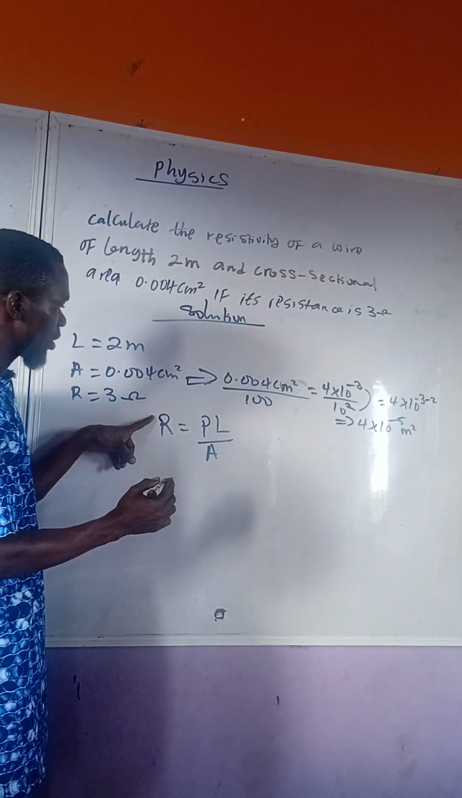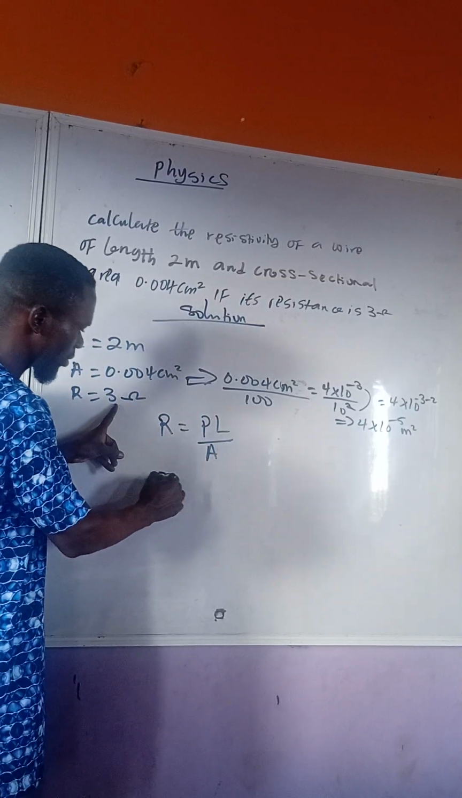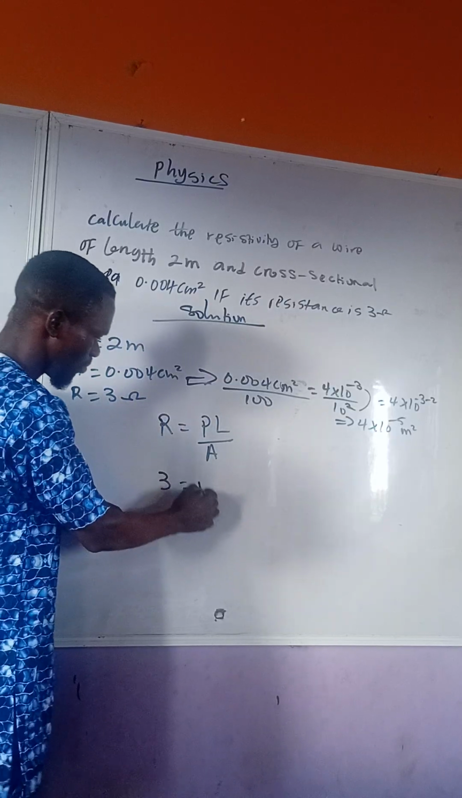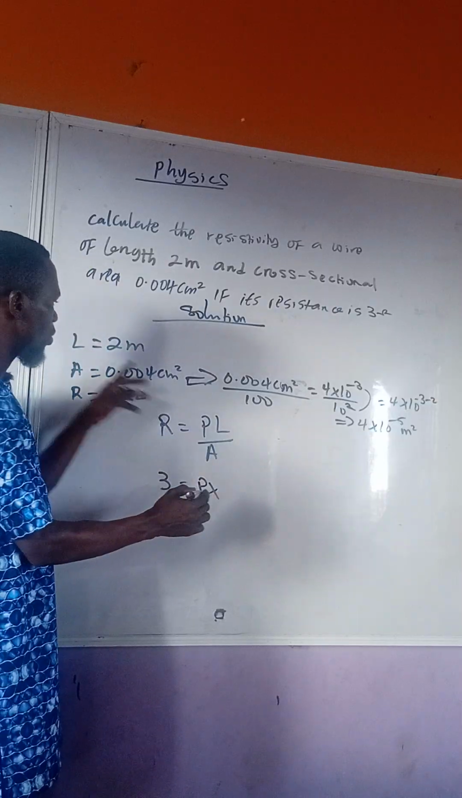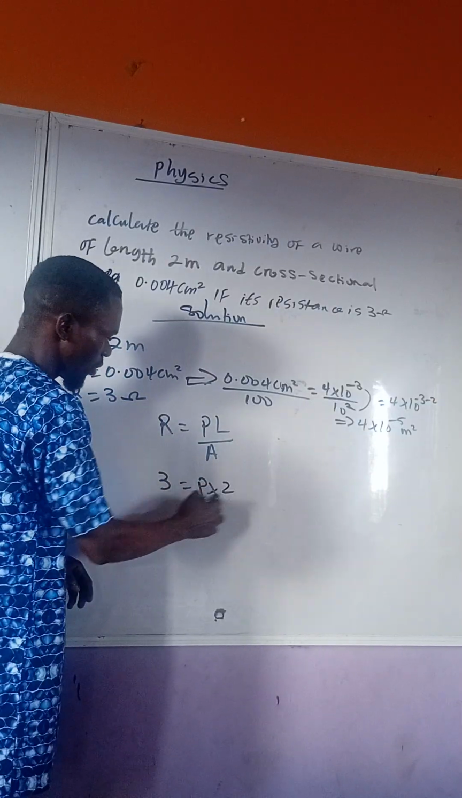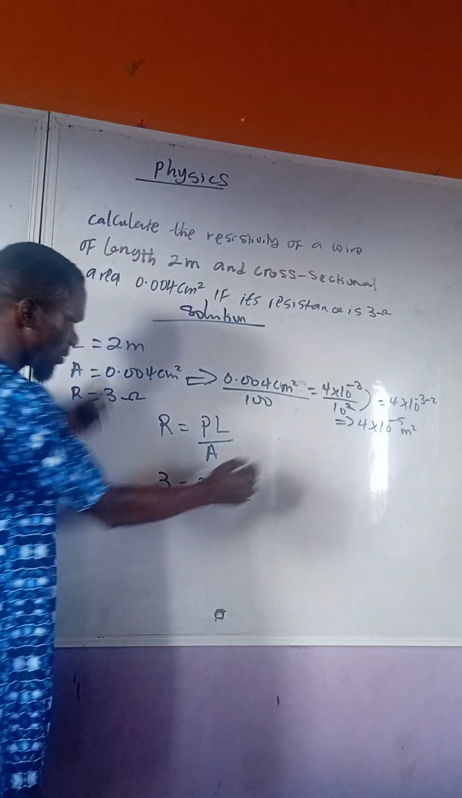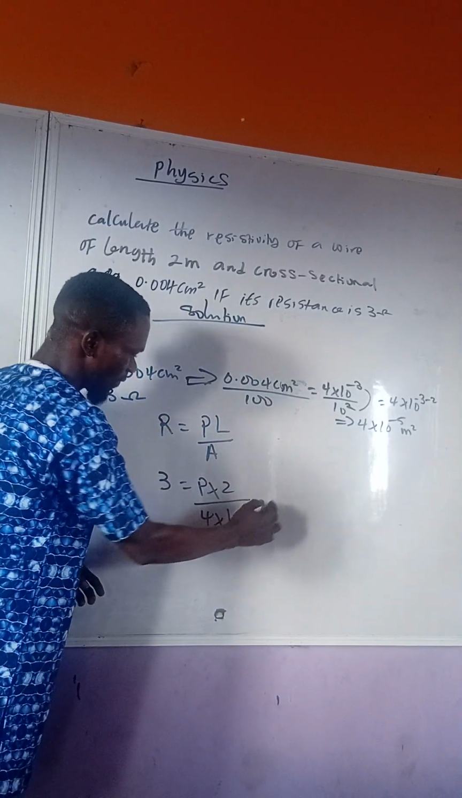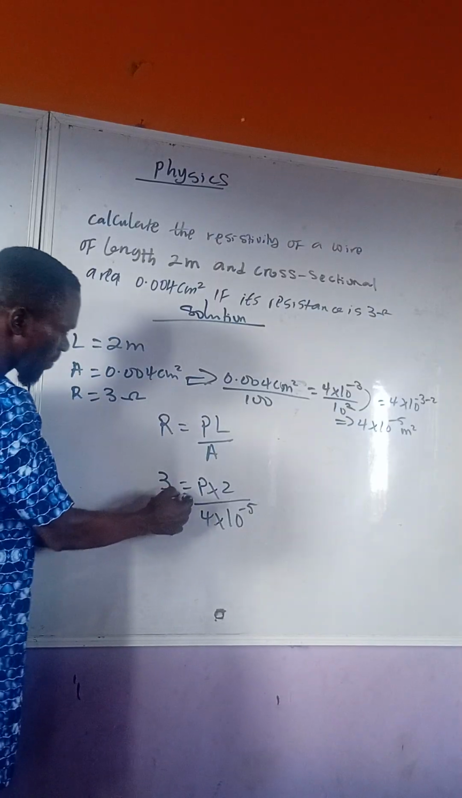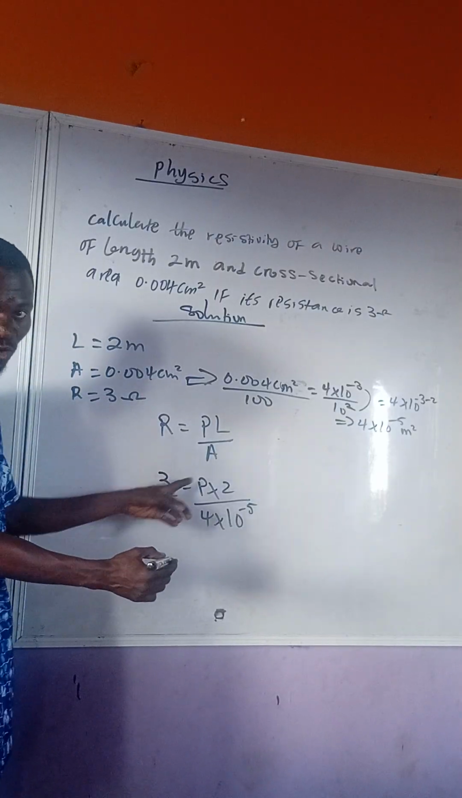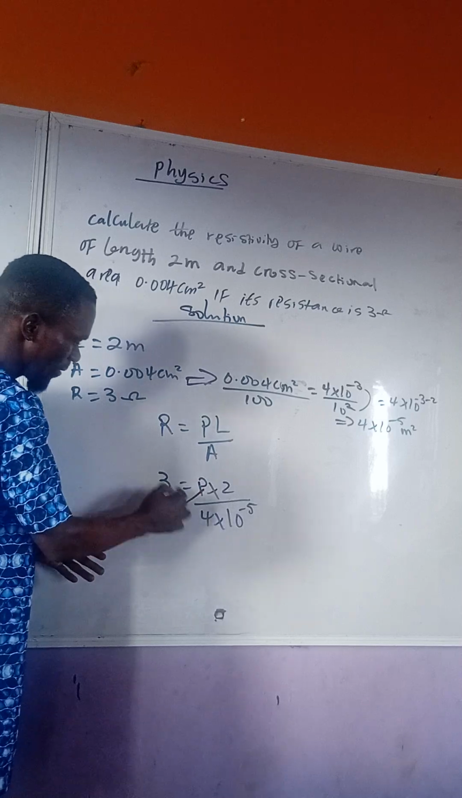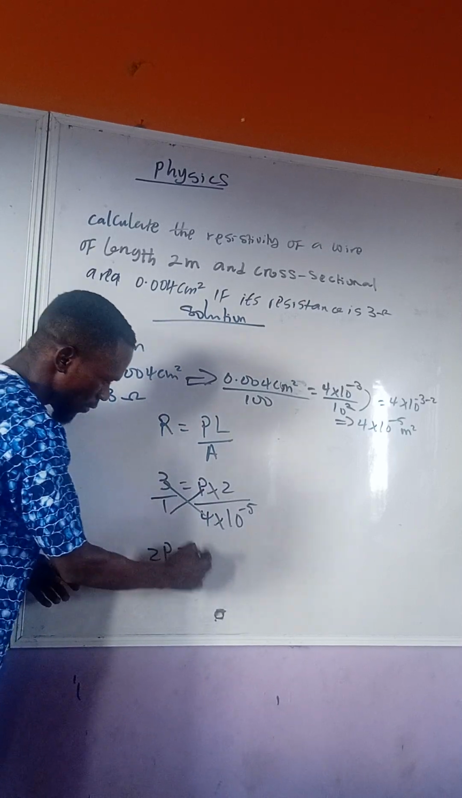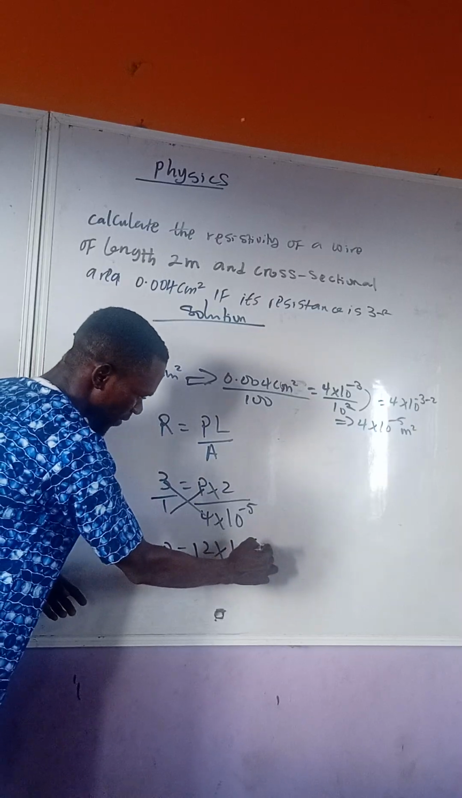Now resistance is actually 3 ohms. So we put 3 here, equals, what is our resistivity? That is unknown. Then times the length, which is 2 meters here, over the area, which has become 4 times 10 to the power of minus 5. So mathematically, when you cross multiply, because you have the constant between the fraction, we have 2p equals 12 times 10 to the power of minus 5, right?